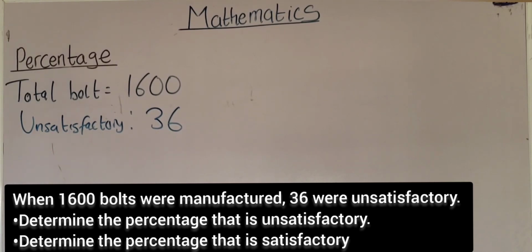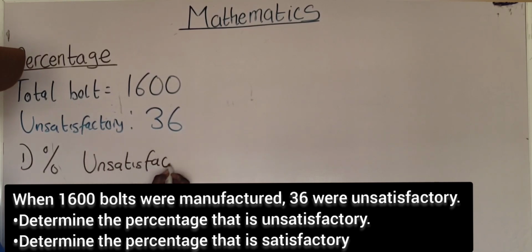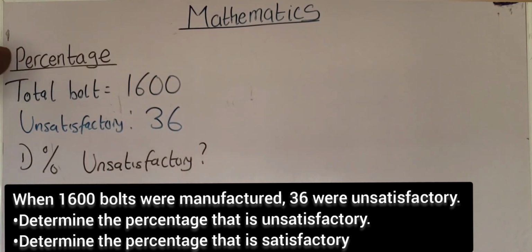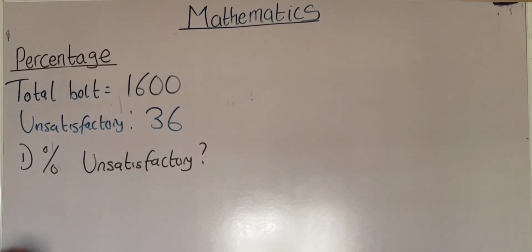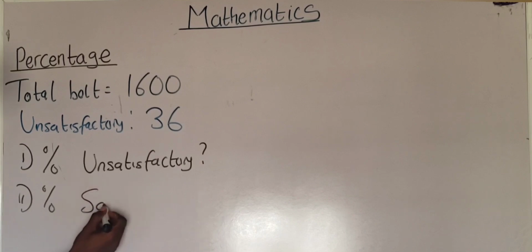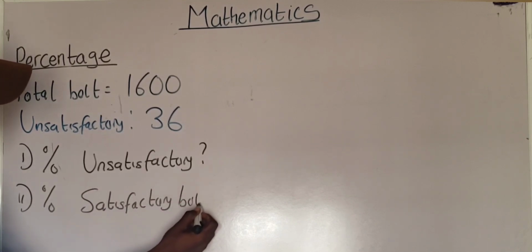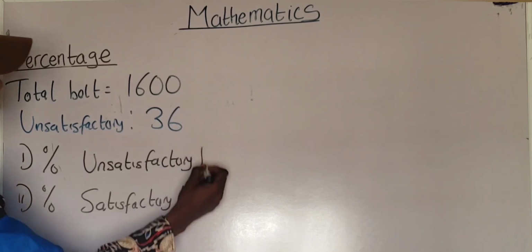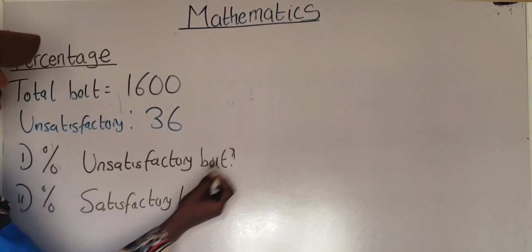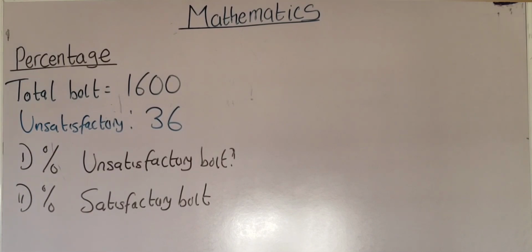We are asked to determine the percentage of the unsatisfactory votes. That's the first question. The first question is the percentage of unsatisfactory votes. And the second question, determine the percent of satisfactory votes. Let me put votes here also. Votes.